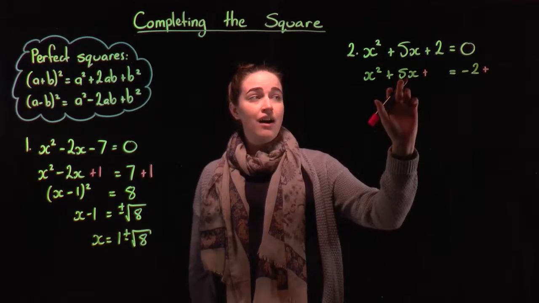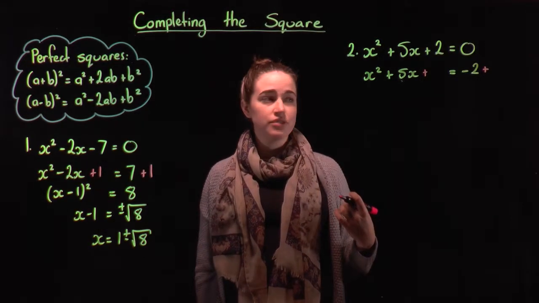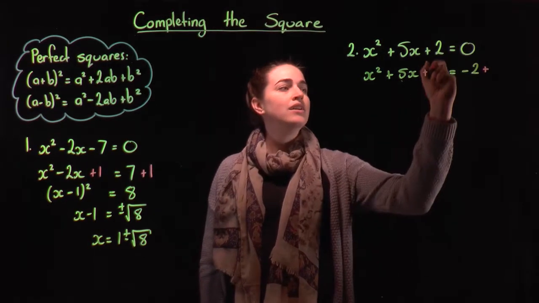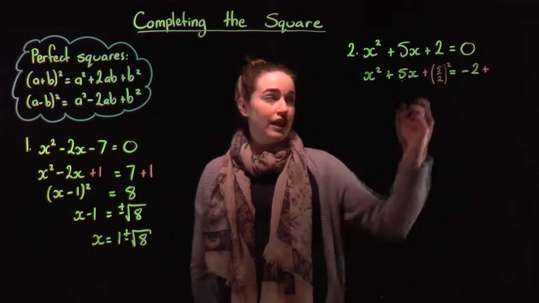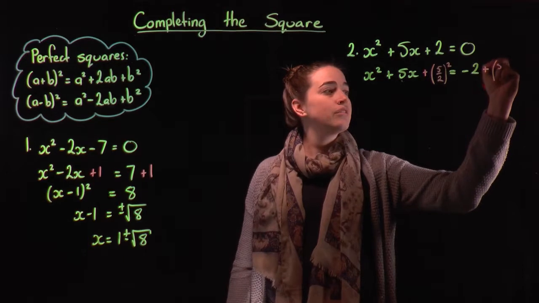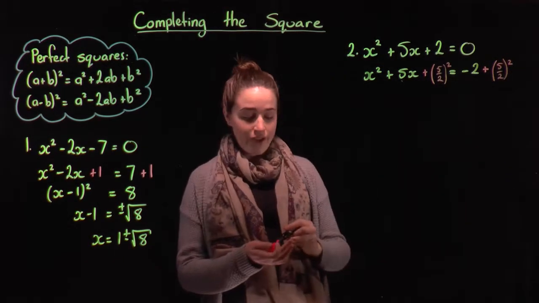The way we do that is to halve this number. So half of 5, we could just write that as 5 over 2 as a fraction. And then we're going to square that. So I'm just going to write that as (5 over 2) squared. And that's what I'm going to add on the other side as well, (5 over 2) squared. And now we can go through and factorize and simplify.